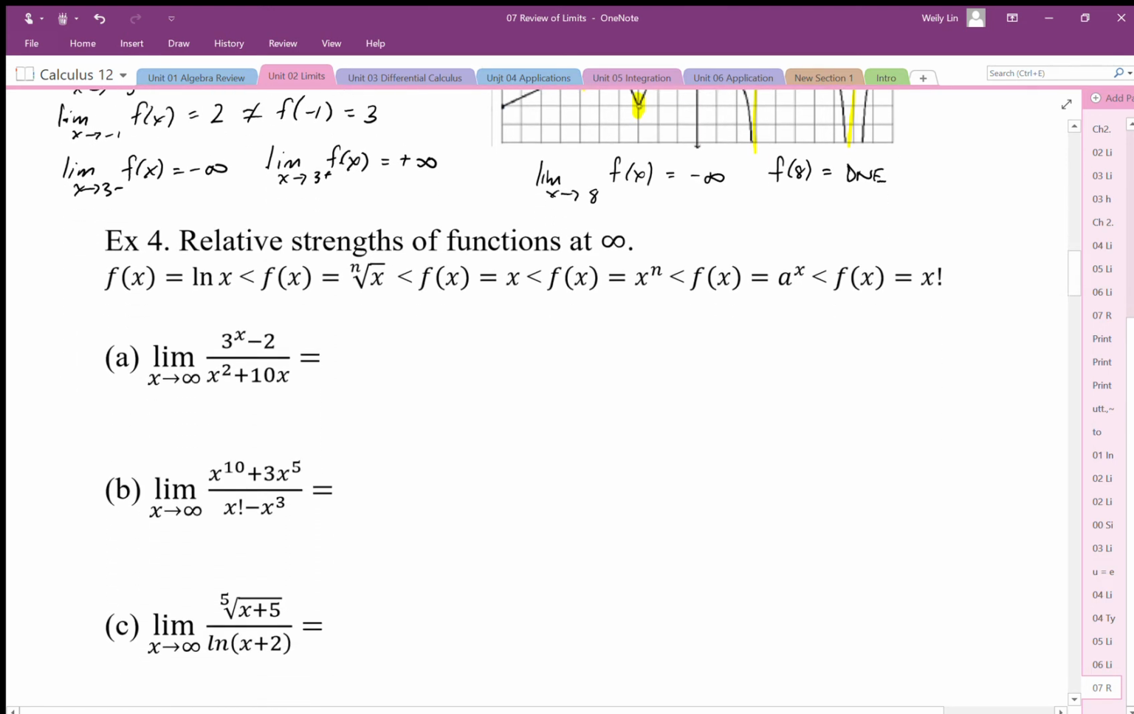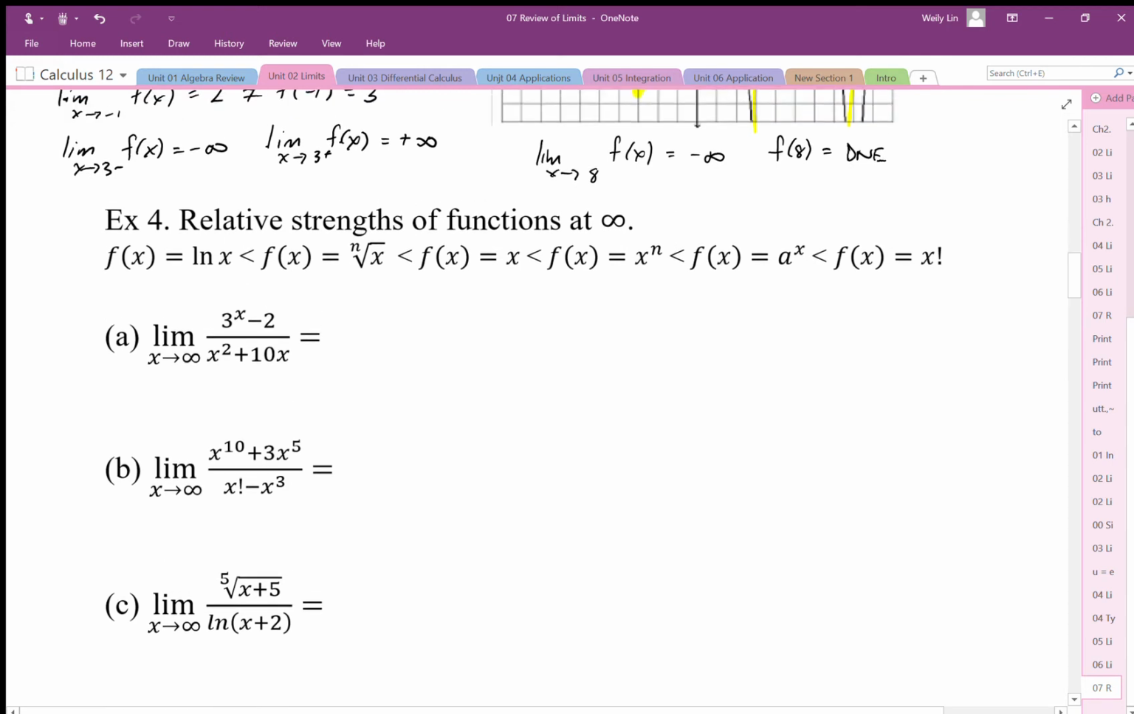Okay, so for the relative strengths of functions, if we have endpoint behavior at infinity, we can use this relative strength of functions. Okay, and here we have a strong over weak situation. The exponential function is much stronger than a quadratic function. Anytime we have a strong over weak, the limit is infinite. Here we have a very strong function on top, but we have an even stronger on the bottom. So although it's not weak, it's just weaker. We have a weak over strong situation. And again, those are going to go to 0.